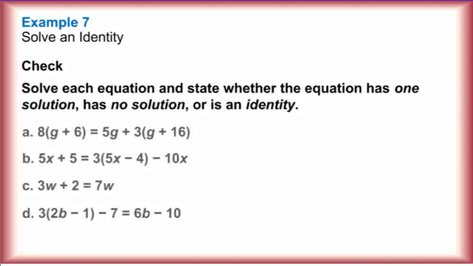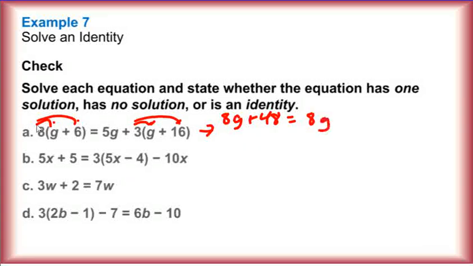Next, solve these. So here, distribute. So right now I got 8g plus 48 equaling, distribute here, 5g plus 3g is 8g, 3 times 16 is 48. You'll notice that they are both the same, so this is an identity.